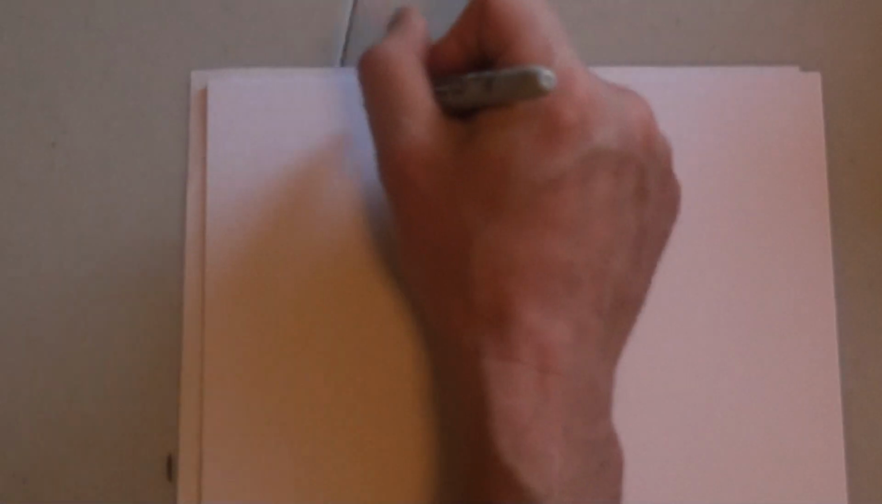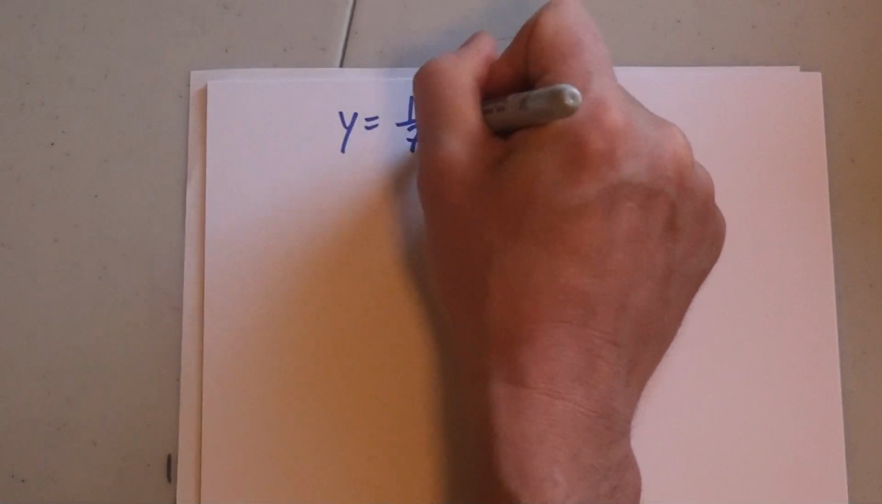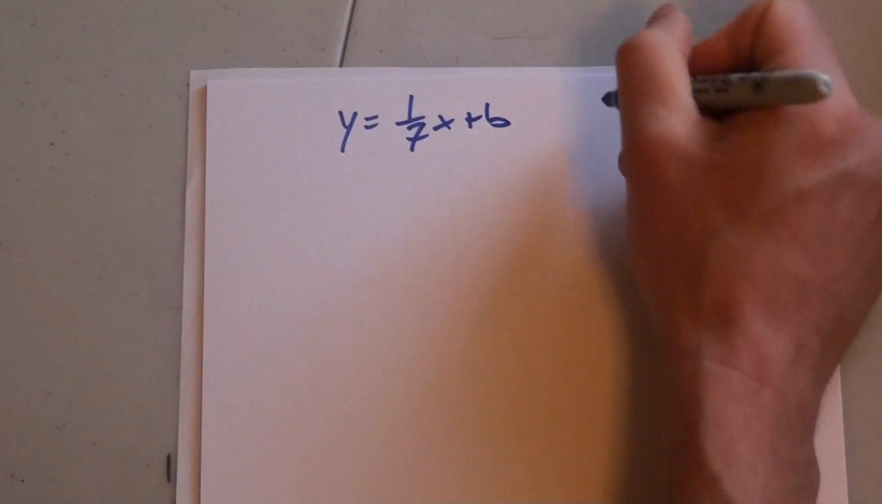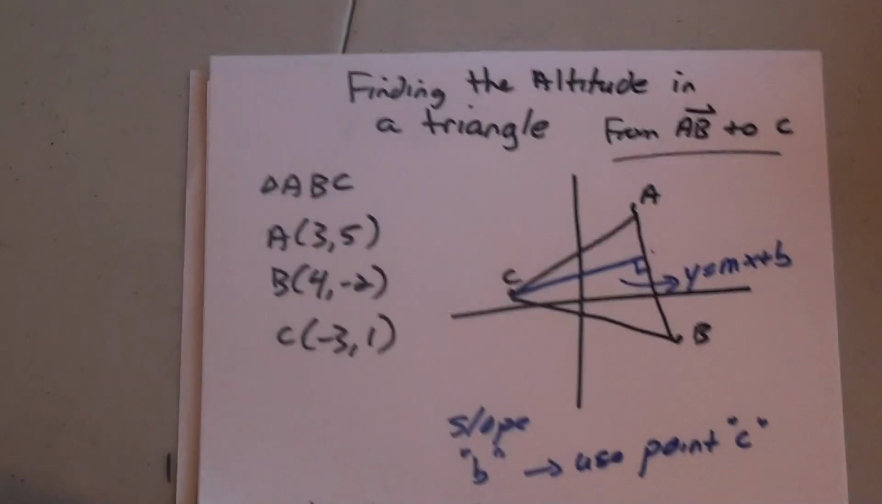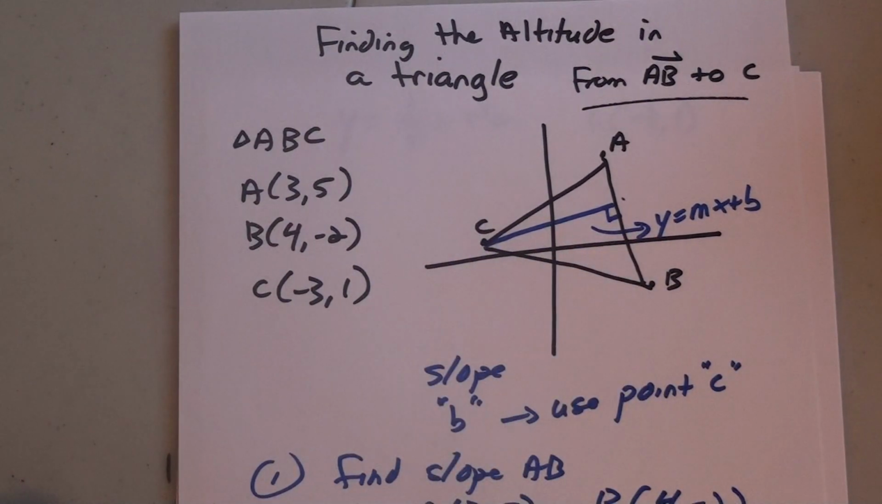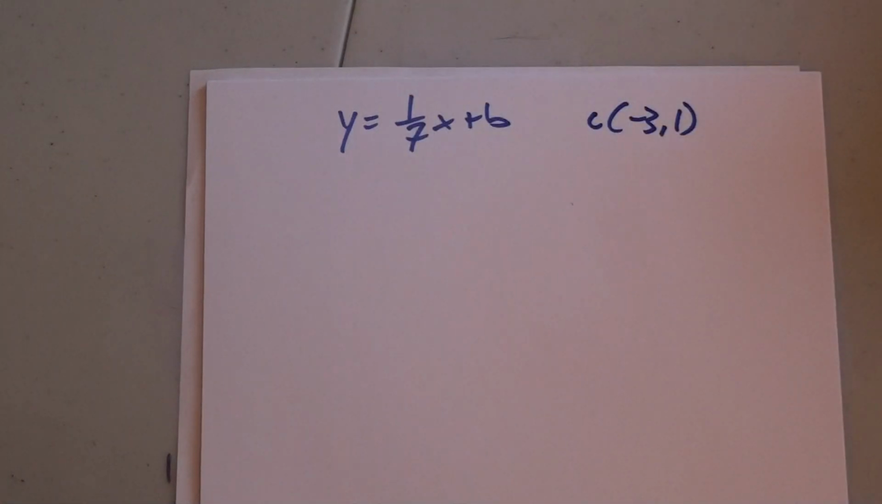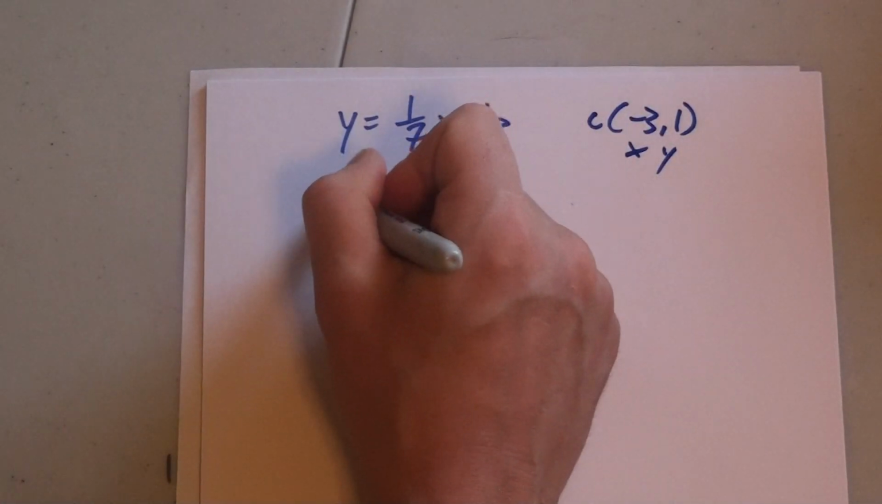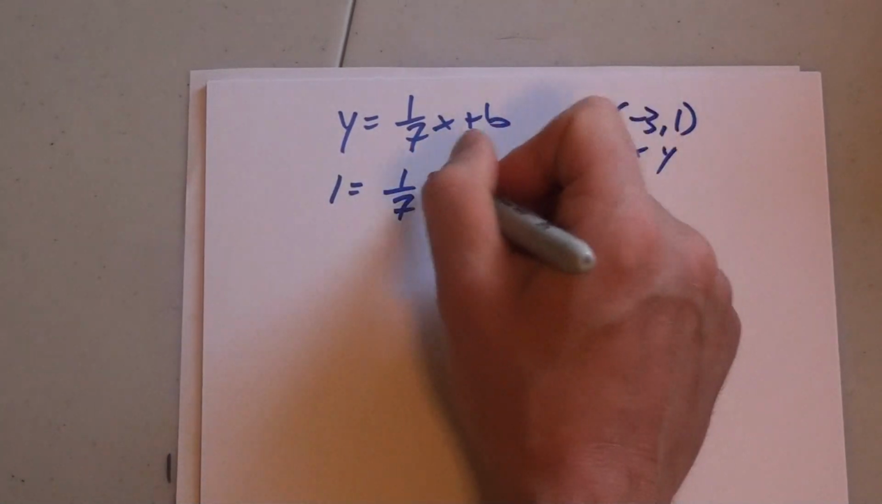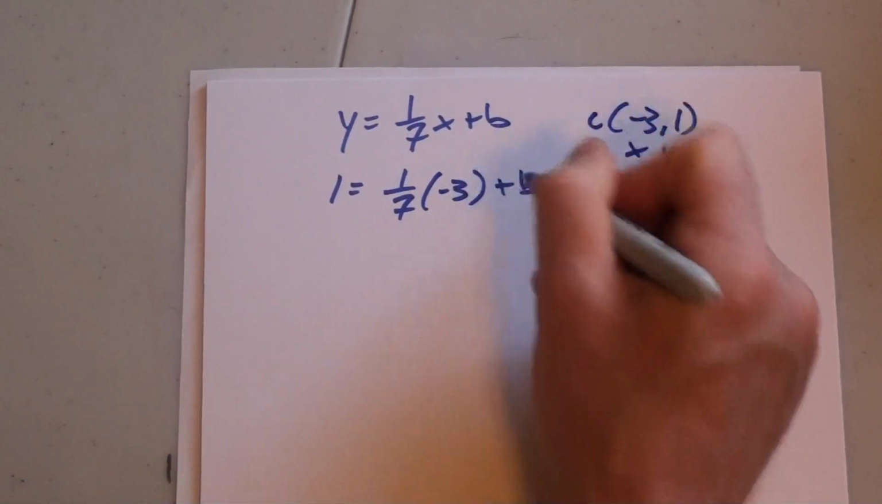So let's take that, y equals 1/7 x plus b, and I want to sub in point C, which is -3 and 1, because my altitude goes through point C. That I do know, so I can use it. So I'm going to sub it in for my x and y in my equation. Okay, so 1 equals 1/7, my x is -3, plus b.